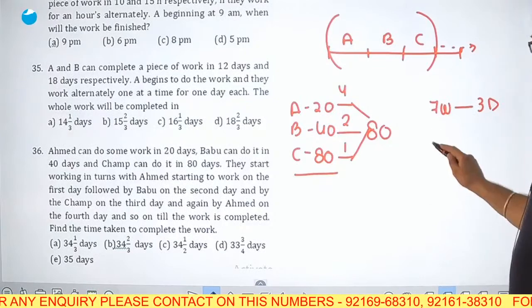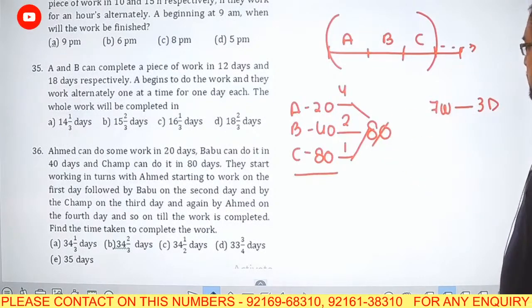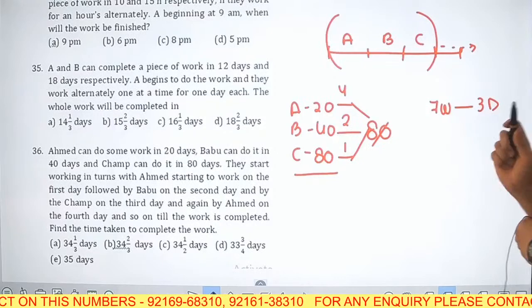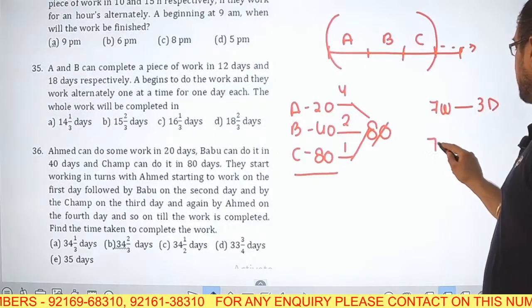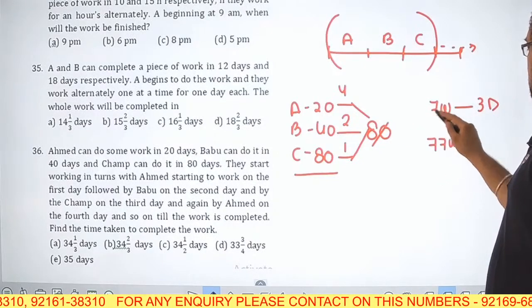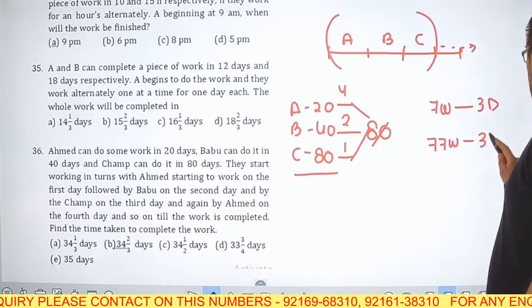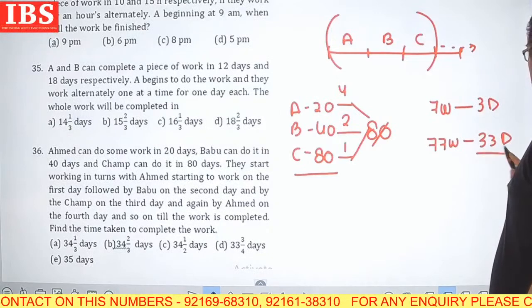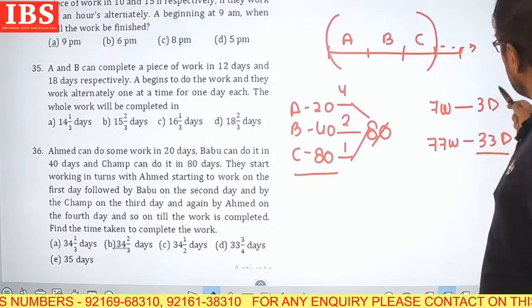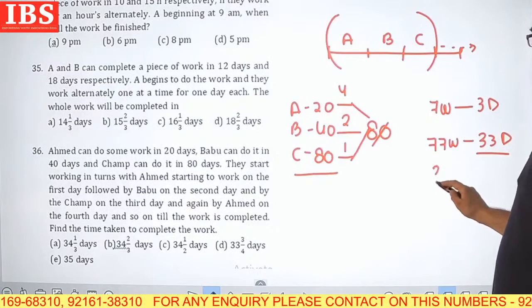So we need to do 80 work. First we take the nearest multiple, that is 77 work. So this is 11 times, which means 33 days will be done. Now the work left over is 3.